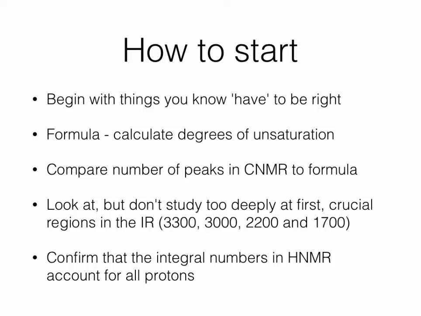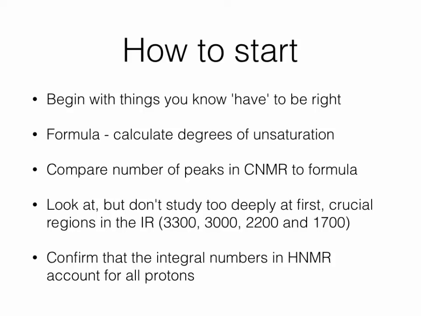Safest thing to do is to take the formula and calculate the degrees of unsaturation. That's something that you can do quite quickly. Next thing that I'd recommend you do is look at that formula, see the number of carbons, and compare that to the number of peaks in the carbon NMR. In that way you'll find if there's any symmetry involved in there or if all the peaks are there in an array. At that point then it's a good idea just to take a very quick look at the IR.